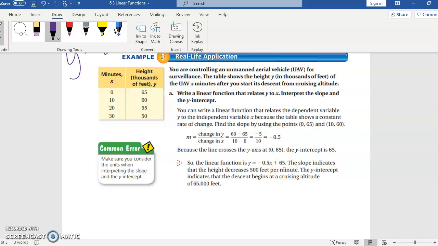So what does that mean? So that means that your UAV is going to decrease 500 feet per minute, and it's going to start at 65,000 feet above.